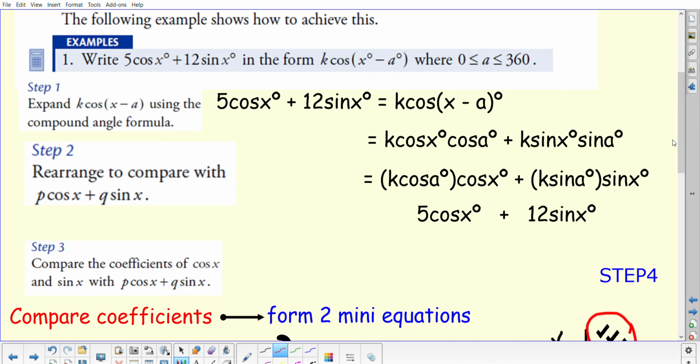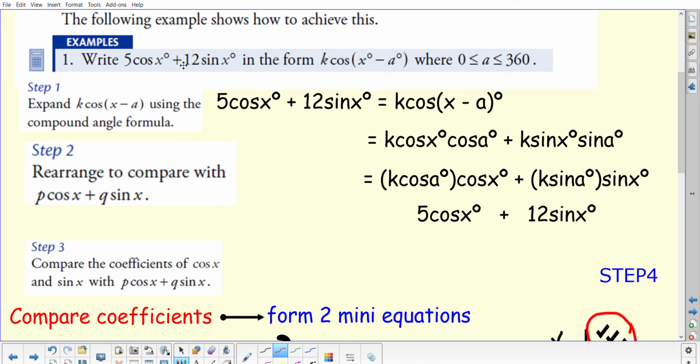But you've got this down the left-hand side. So it's saying write 5 cos x plus 12 sin x in the form of a single cos expression, where your angle A is between 0 and 360. So here's what you need to do. I will post this anyway if you don't get it all written down, but if you're not sure about anything, ask at the time. So first step says expand k cos(x minus a) using the compound angle formula.